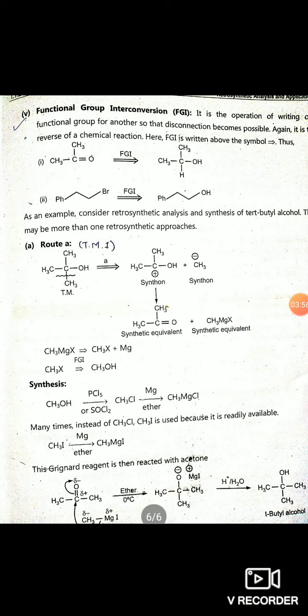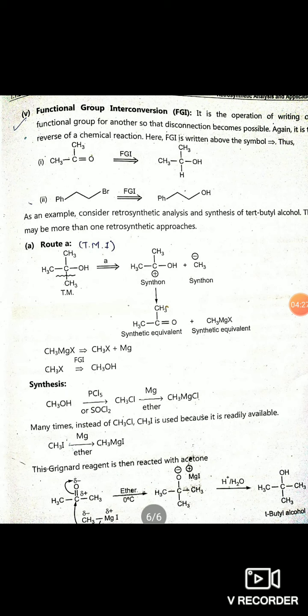Then synthesis. Methanol, on reaction with phosphorus pentachloride or thionyl chloride, gives methyl chloride. OH is converted into chlorine. Then methyl chloride reacts with Mg in ether, that gives CH3MgCl. Methyl iodide, on reaction with Mg in ether, gives CH3MgI. Then the Grignard reagent is reacted with acetone.